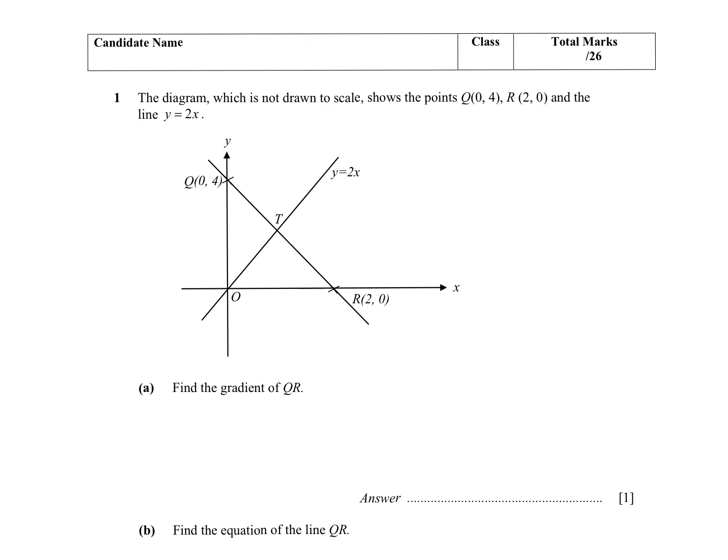Find the gradient of QR. So gradient is y2 minus y1 over x2 minus x1. If this first question you cannot get, it tells me that in lower secondary you never learn anything. And even if you never learn anything, for the past 2 weeks I've been talking about this, so how can you not know the formula?